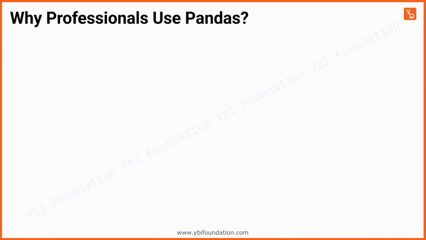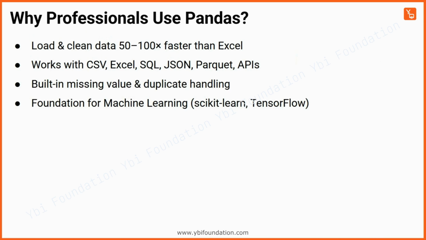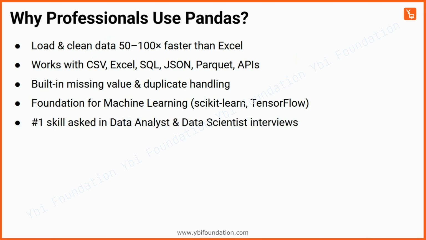Why do professionals or people in industry use Pandas? They can load and clean the data, and it is much faster, 50 to 100 times faster than Excel. They can work with various types of files. They can clean the data, like missing values, duplicate values, etc. It's essential for machine learning, and it is the number one skill for roles like data analyst, data scientist, and business analyst.